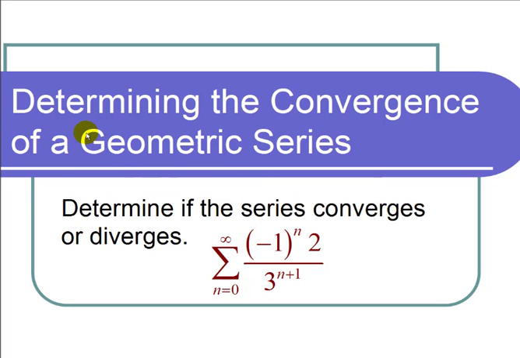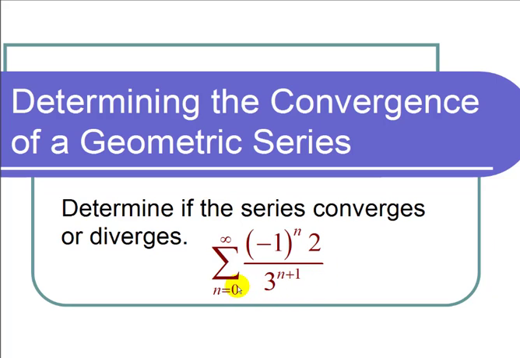This is a video on determining the convergence or divergence of a geometric series. The question states, determine if the series converges or diverges. And the series is a summation from n equals 0 to infinity of (-1)^n times 2 over 3^(n+1).